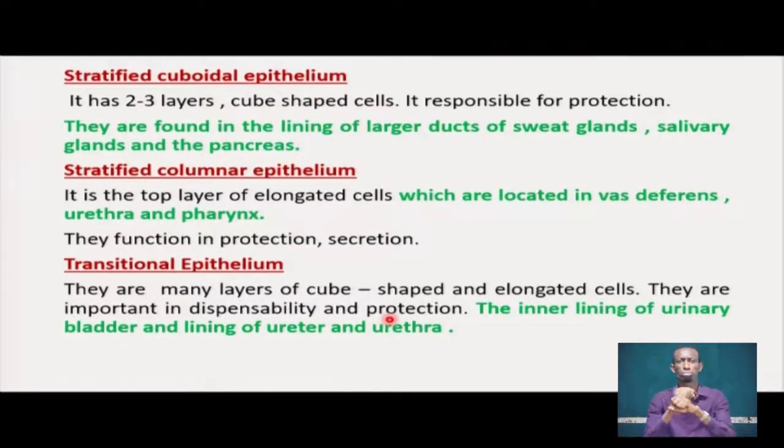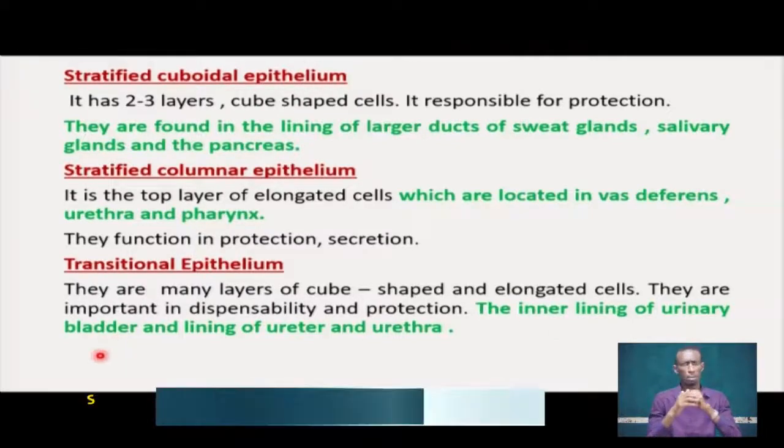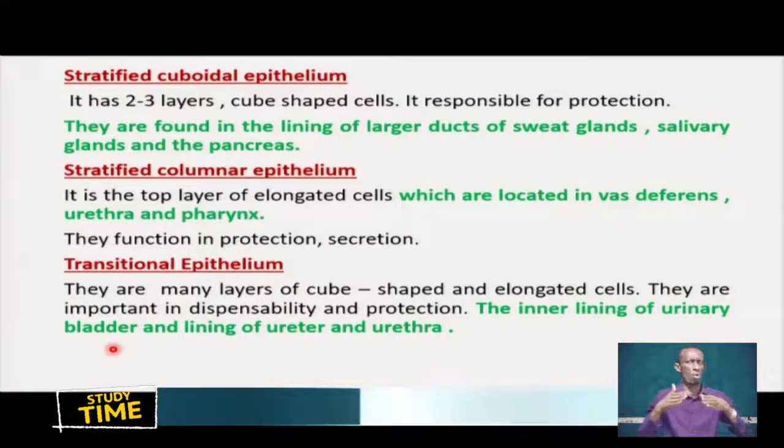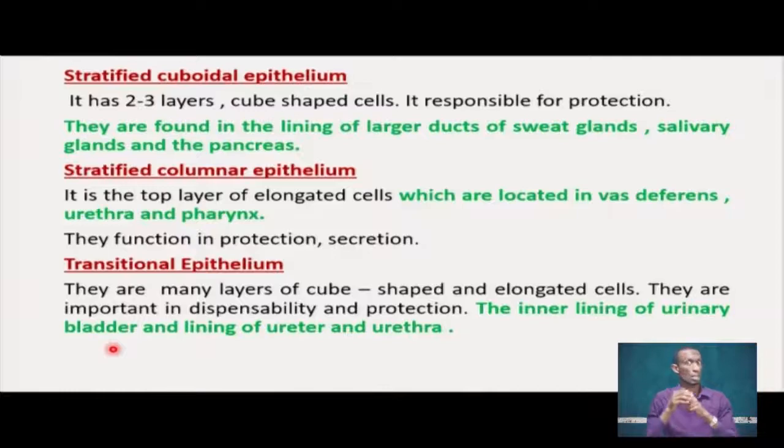Where can we find transitional epithelial tissues? We can find them lining the urinary bladder. Remember, the bladder is part of the urinary system, where we talk about kidneys, ureters, bladder, and urethra. Transitional epithelium is found in the bladder. It can also be found in the ureter and urethra. All these are organs of the urinary system.